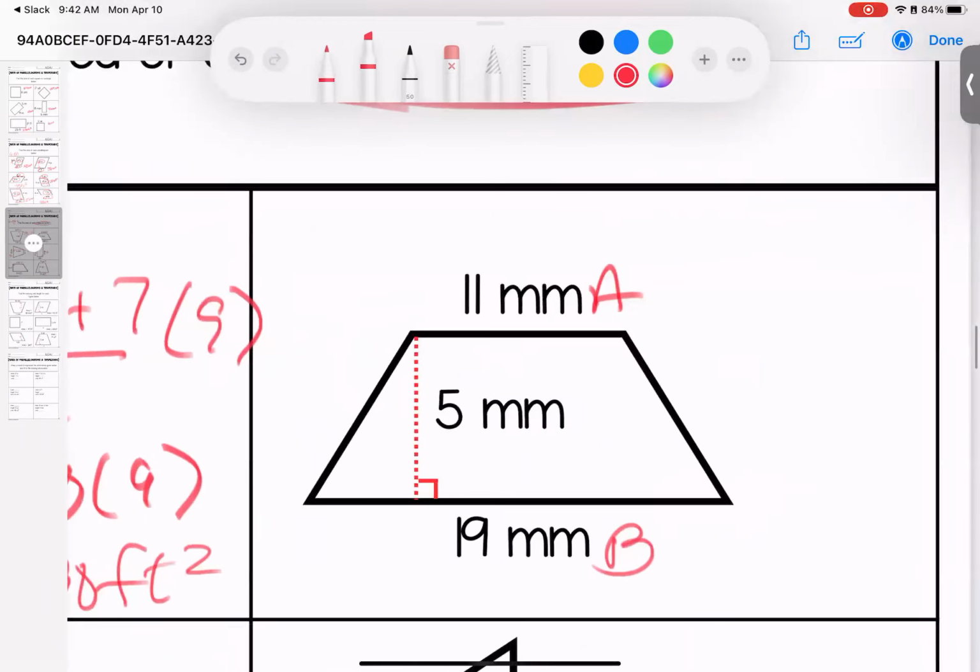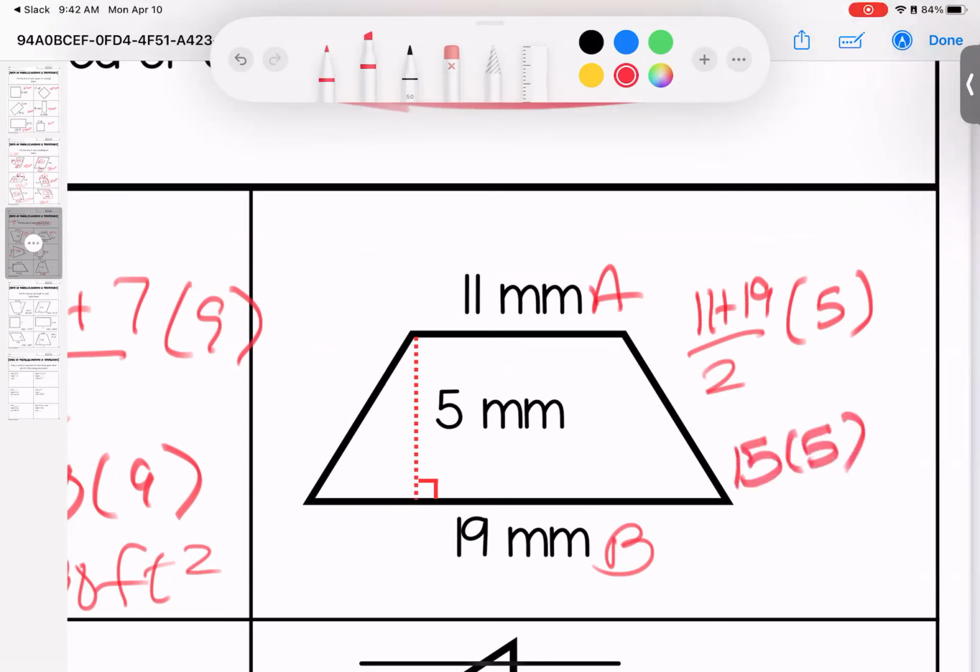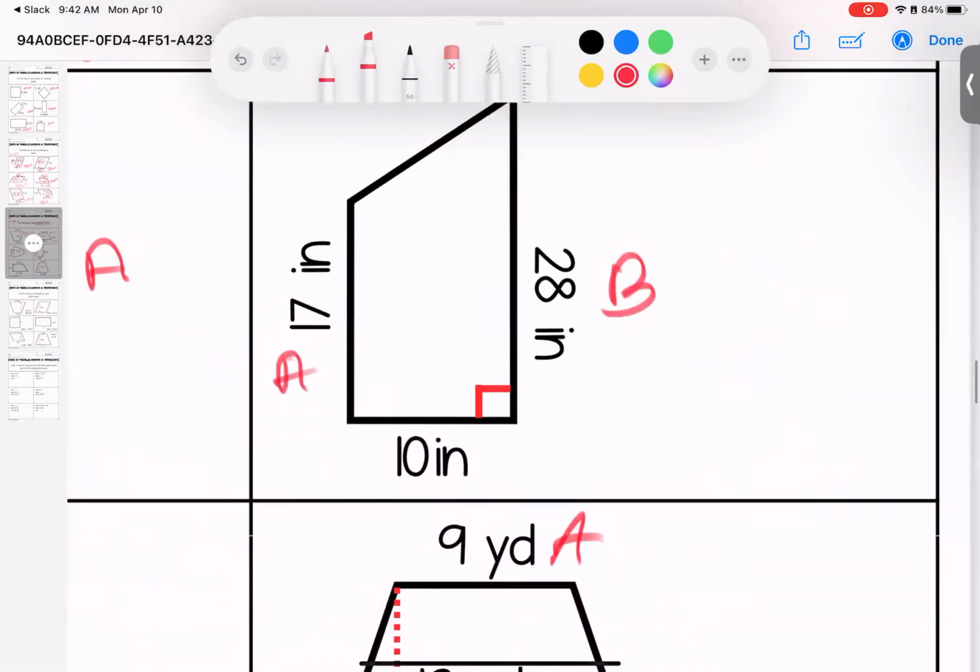Over here again, we're going to do our formula. So this would be 11 plus 19 divided by 2 times 5. Starting with your addition, 11 plus 19 gives you 30. Half of 30 is 15 times 5 gives you 75 millimeters squared.